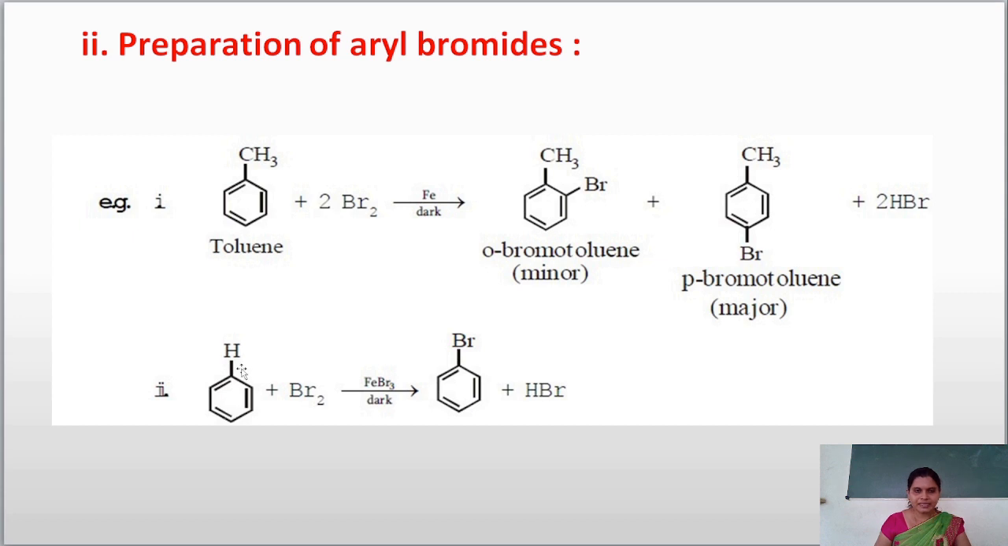The same reaction takes place here. Benzene reacts with bromine in the presence of FeBr3 in the dark to get bromobenzene as a product, and HBr, that is hydrogen bromide, is formed as a byproduct of the reaction. The electrophilic substitution reaction is mainly used for the preparation of aryl halides.